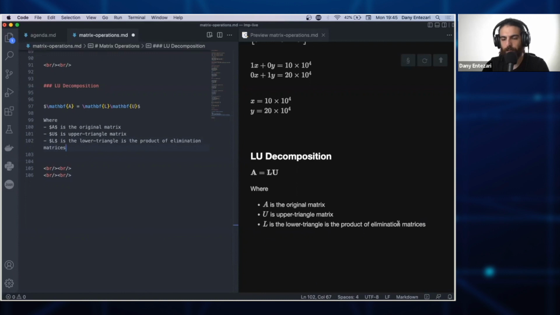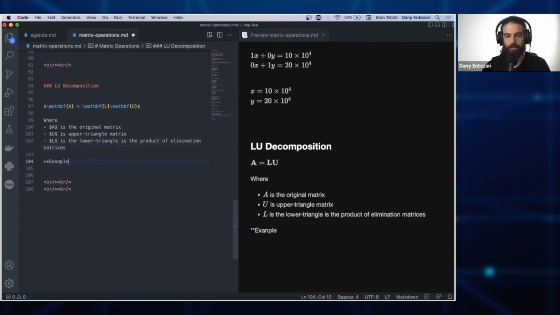What is an elimination matrix? So now we have to talk about types of matrices. Let's first talk about the identity matrix. Then let me show you how to get to a lower triangle matrix, and then you will understand what we mean by elimination matrices. Let's say we have this square matrix.